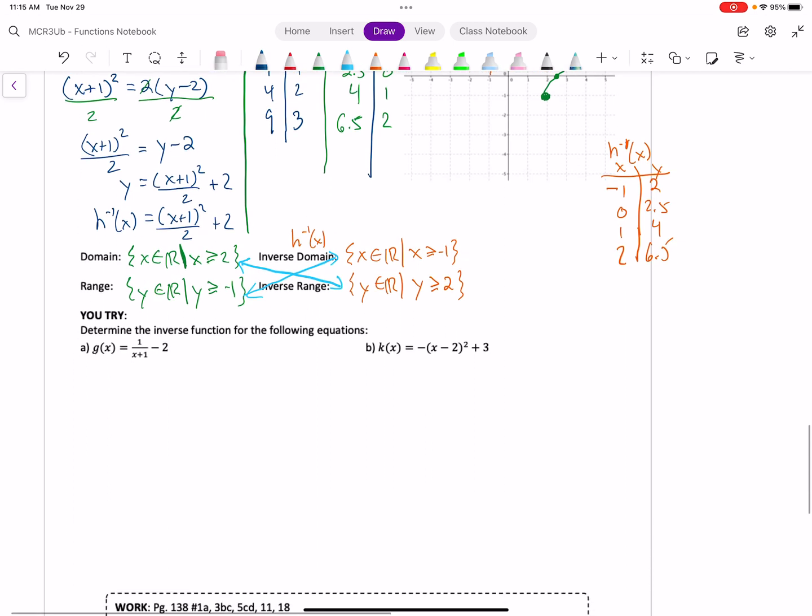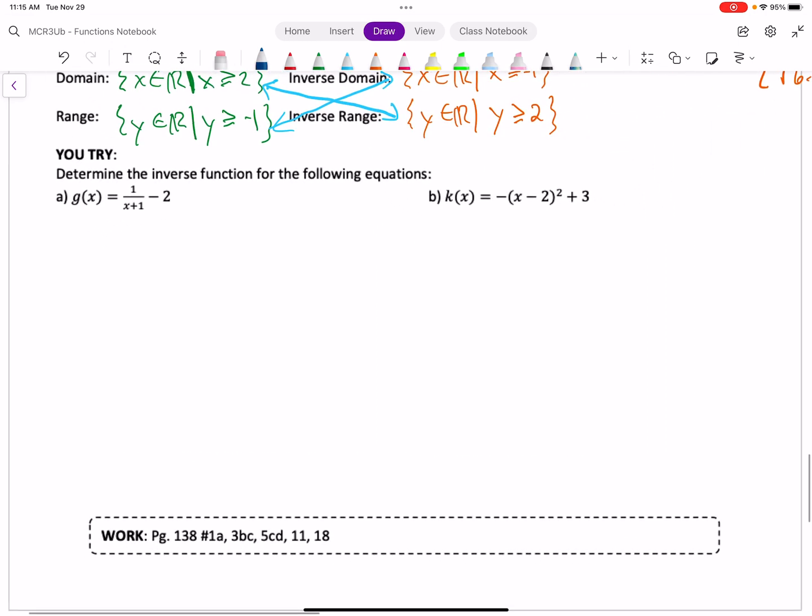Try the U-try. These ones are a bit tricky, so there's a couple little tricky parts to them. I'm going to go through this quickly and really just explain the tricky parts. Try this yourself, though, so pause the video, see where you get.